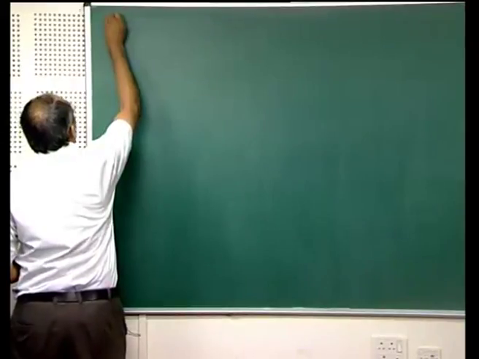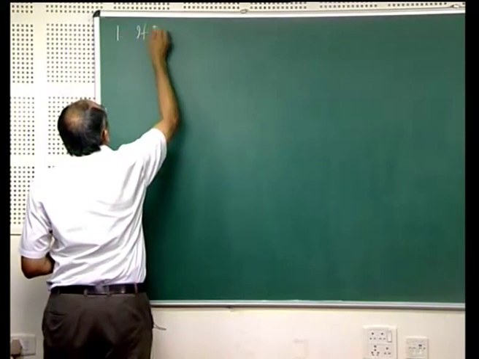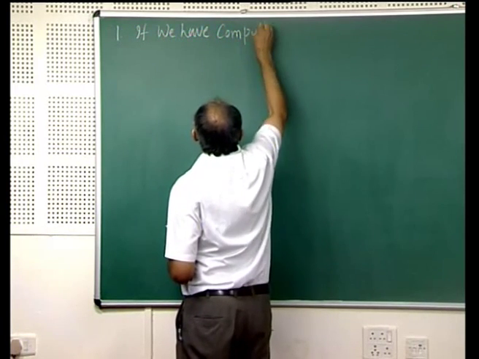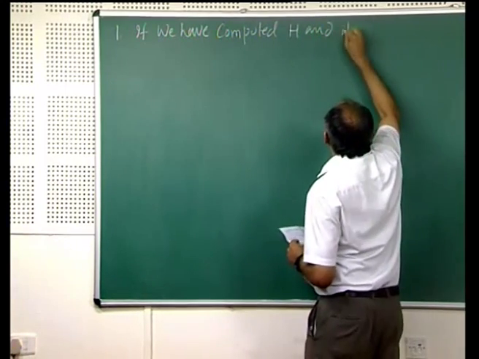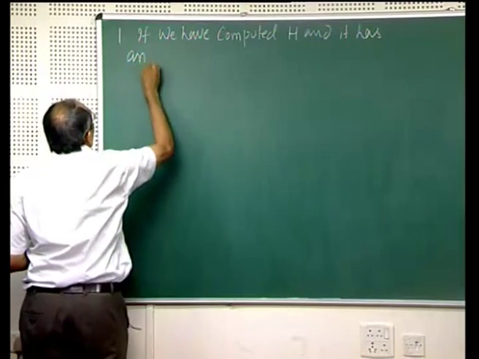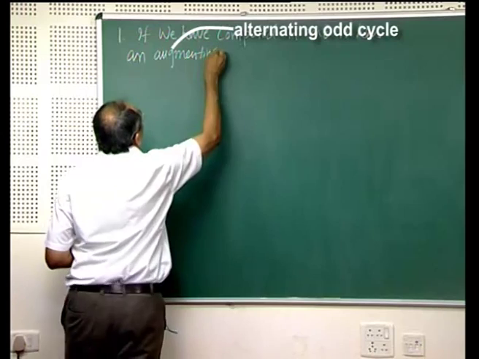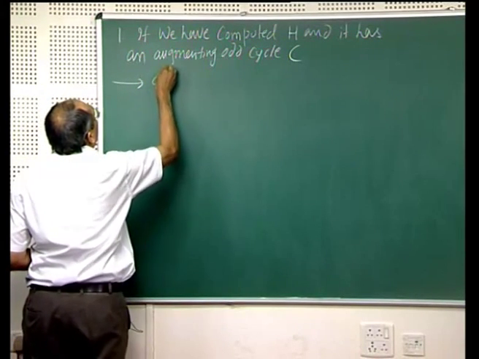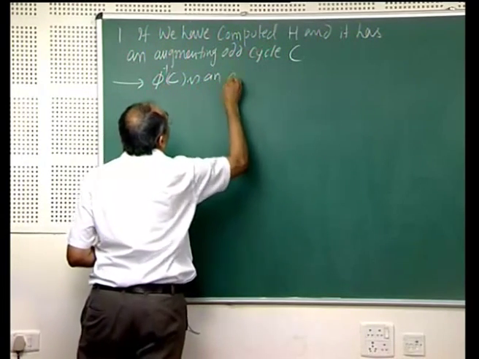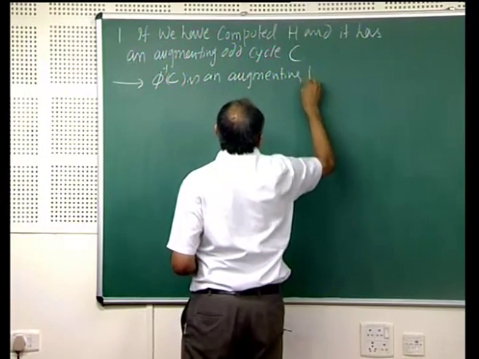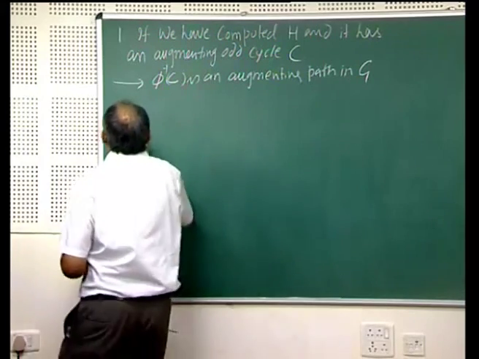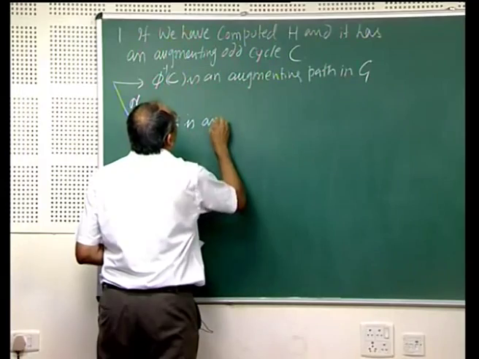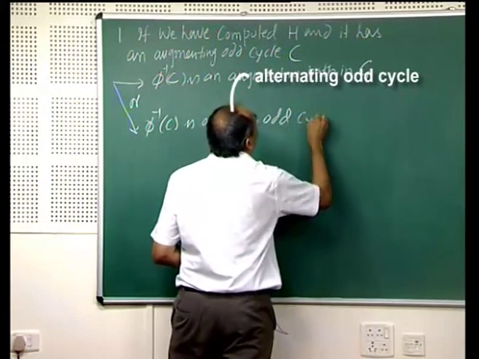So let me quickly summarize. What we have found is, one, that if we have computed H and it has an augmenting odd cycle C, then either phi inverse C is an augmenting path in G, or phi inverse C is an augmenting odd cycle in G.